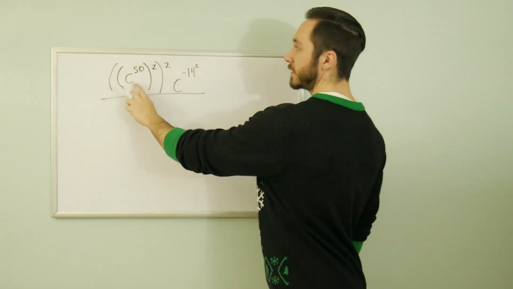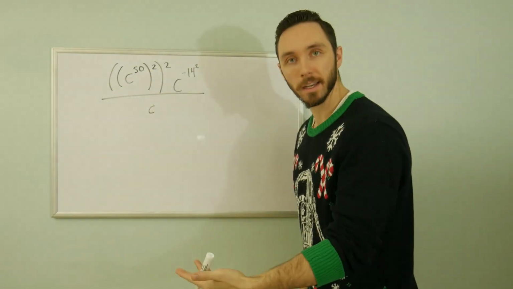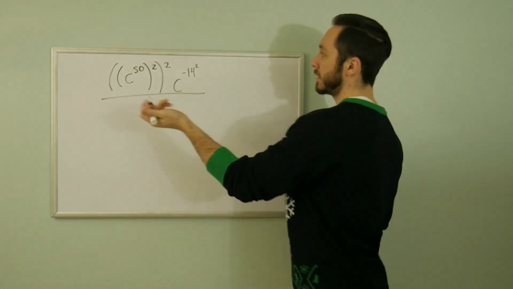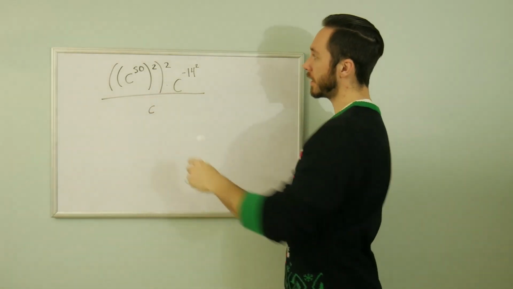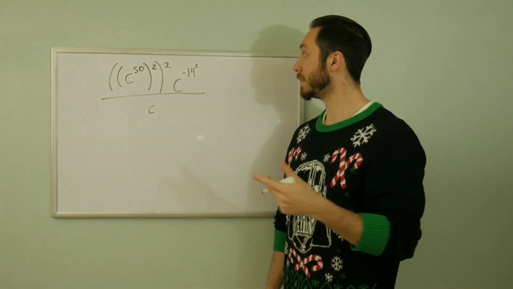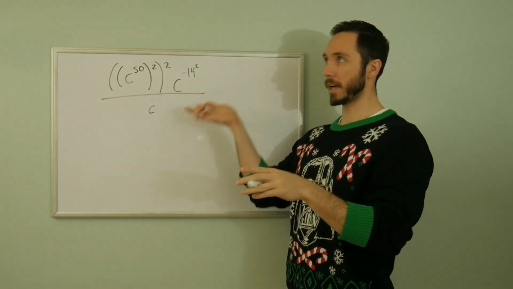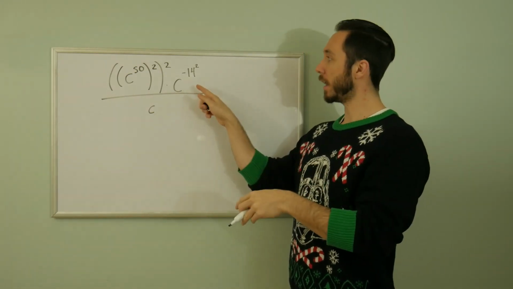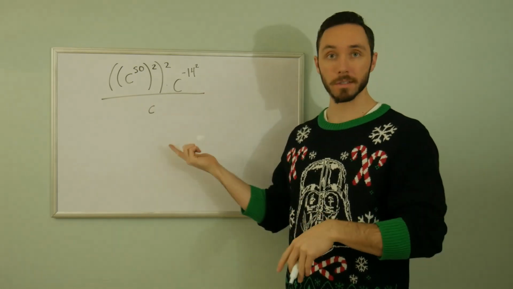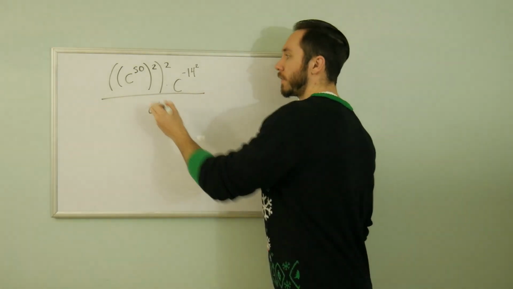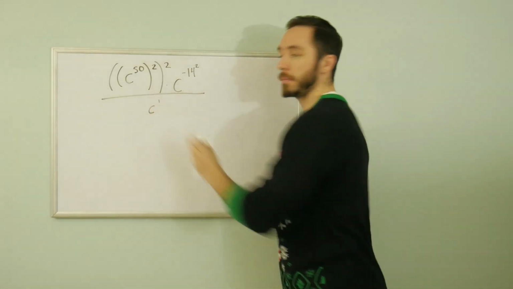Okay, next one's kind of strange. We got c to the 50th, and then that's to the second, and then that's to the second, times c to the negative 14 squared. So we got like a power and a power. We can simplify that, and that's all over c, which is to the first power. We can just keep that in mind.